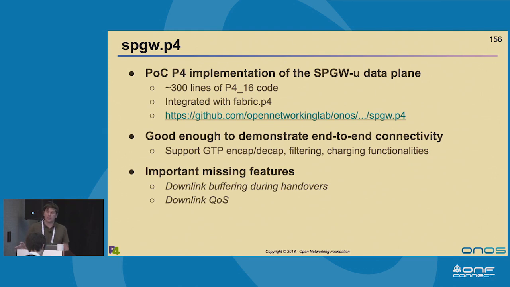There are important missing features, like, for example, features that are fundamental in mobile networks, like buffering of downlink packets during handovers, or again, QoS for downlink direction. And again, this is where P4 is not enough. For example, the buffering problem, the idea here is to have a box that is capable of pausing and resuming flows while mobile users are moving from one base station to another.